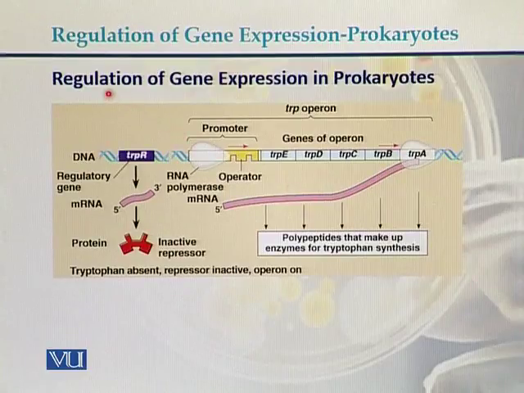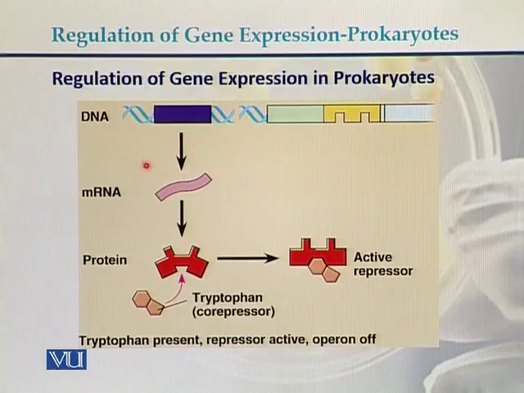In this diagram, we try to understand the regulation of gene expression in prokaryotes. There is a separate gene that produces the messenger RNA for the regulatory protein. Here are the genes of the operon, A, B, C, D, E. Here is the operator and this is the promoter region. If tryptophan is absent, the repressor is inactive. When the repressor is inactive, it will not bind to the operator region, so the operon is on. It will produce the polypeptides that make up the enzymes for tryptophan synthesis.